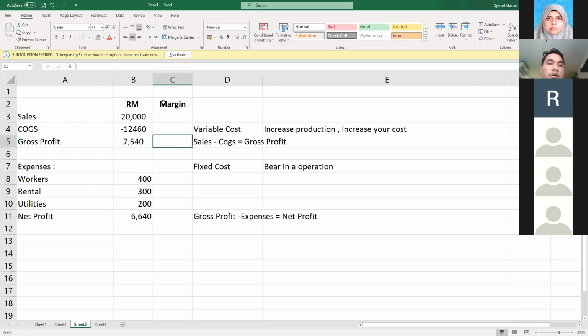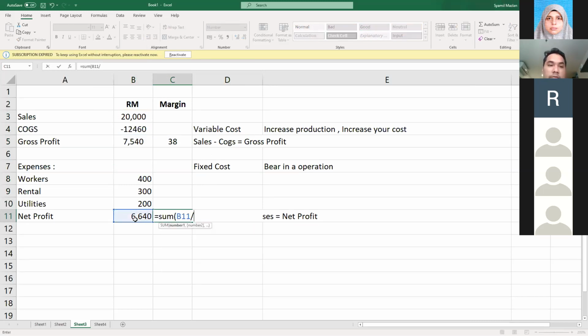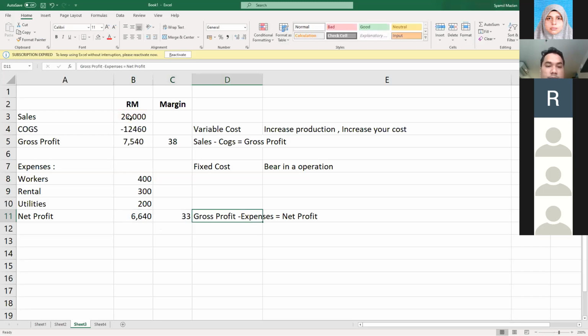Okay, remember the gross profit margin. Gross profit divided by sales, and then multiply by 100. So we get about 38%. How about our net profit margin? Net profit divided by sales, multiply by 100. You get 33%. So this is a very good business margin, when you can maintain your gross profit margin above 30%.